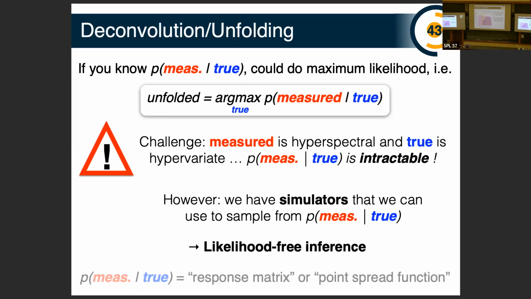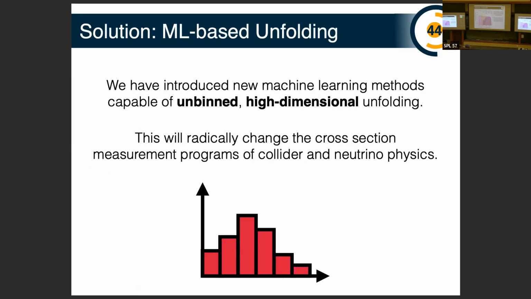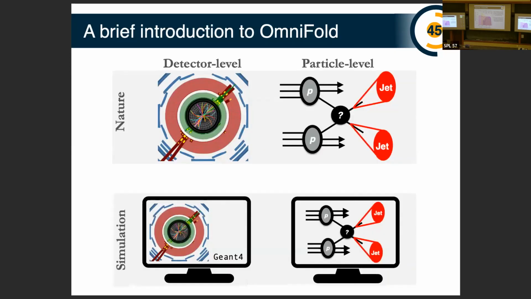We've introduced a new machine learning method, which is unbinned and high dimensional, which allows us to do exactly this. I think this will dramatically change how we do cross-section measurements, because we don't have to bin, and we don't even have to pick the observables ahead of time. We can do a high-dimensional unbinned cross-section measurement, which would be unheard of. We call this method OmniFold, and I'm going to briefly describe it schematically, but I'm very happy to discuss the technical details later.